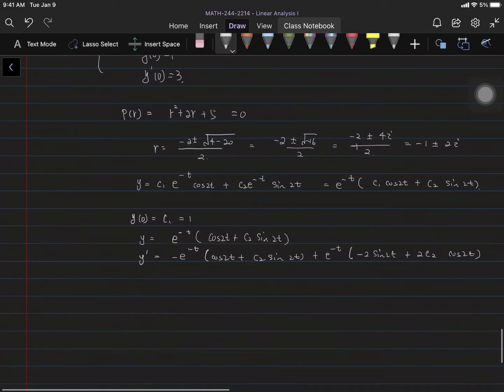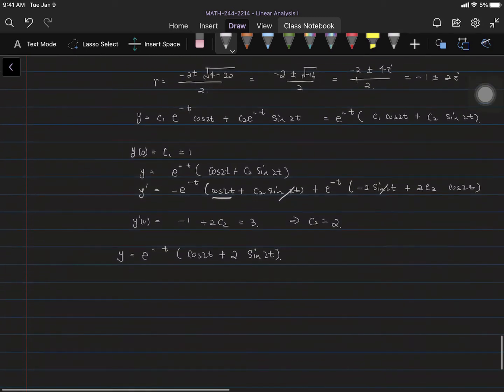So next, plug in the initial condition y prime 0, which is given by 3. When we plug in, it should be negative 1. And then they all become 0, sine becomes 0, sine becomes 0, and plus 2c2, which is given by 3. So we get c2 equals 4 divided by 2, which is 2. So our solution should be e to the negative t, c1 is 1, and c2 is 2.